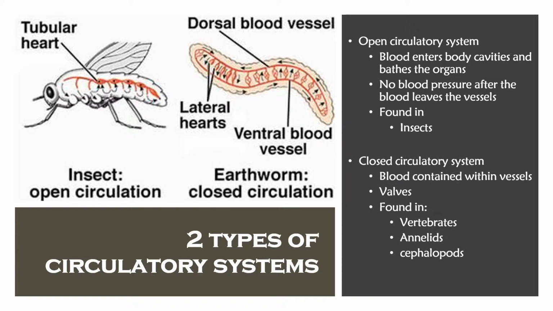There's also a closed circulatory system where we have the blood contained in vessels, and so we do experience blood pressure, and we also have valves within our heart, right? And so this particular system is found in vertebrates, annelids, and cephalopods.